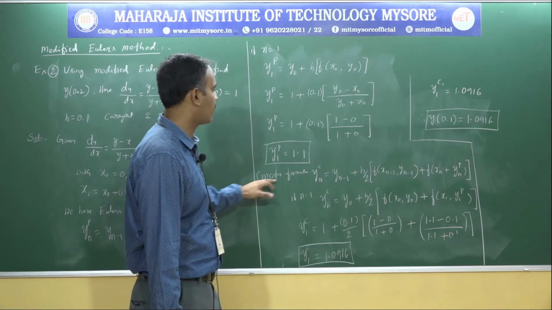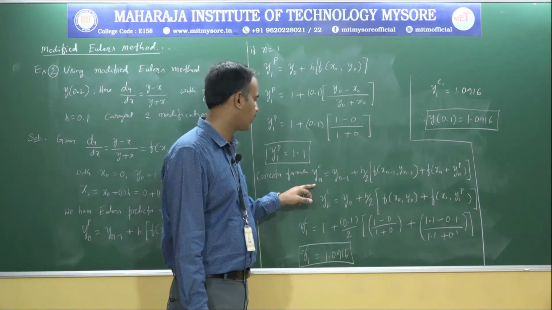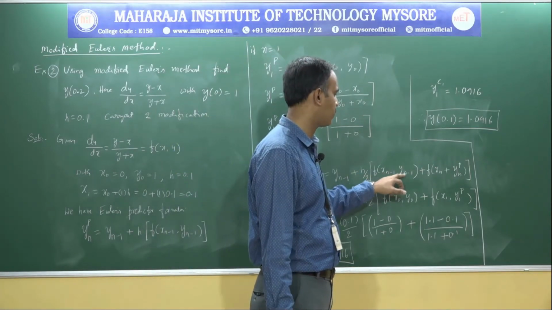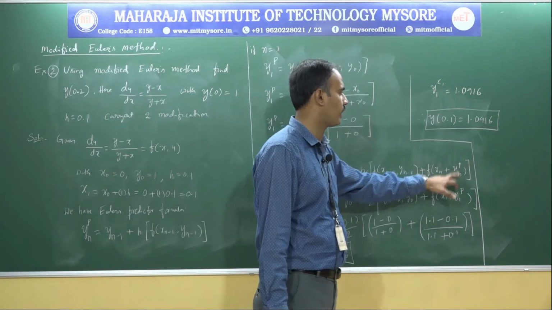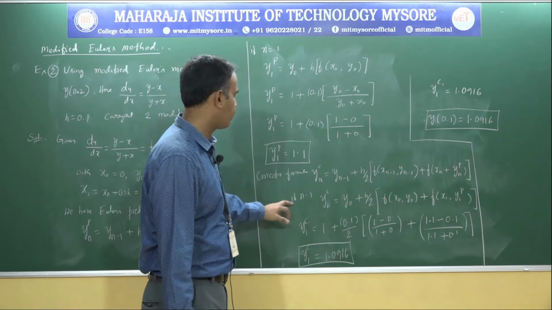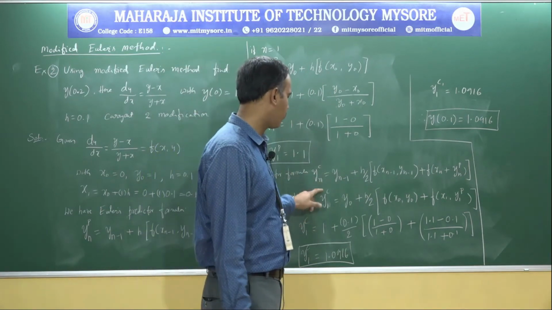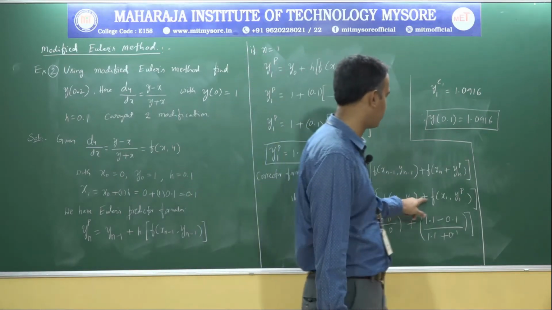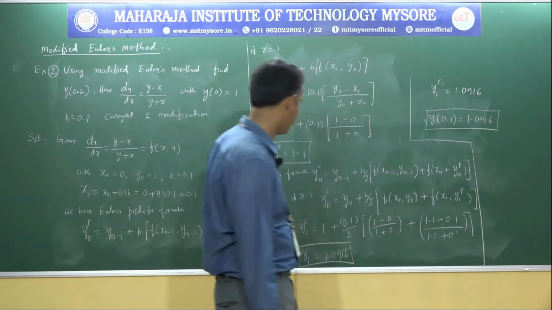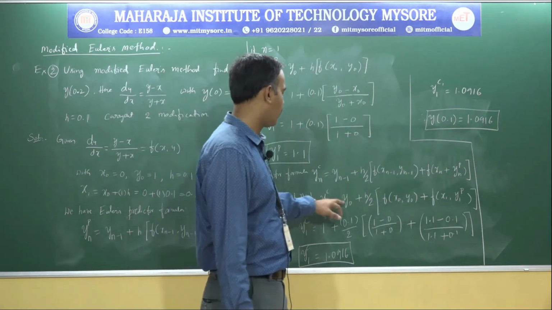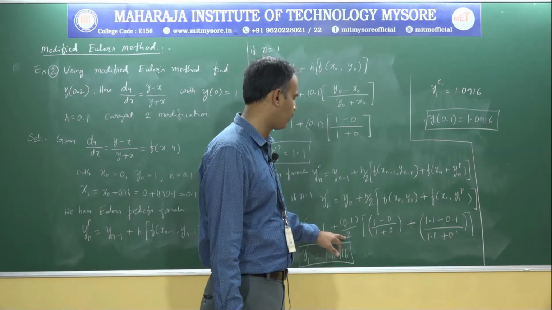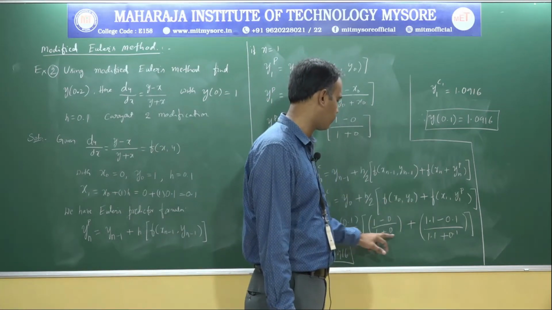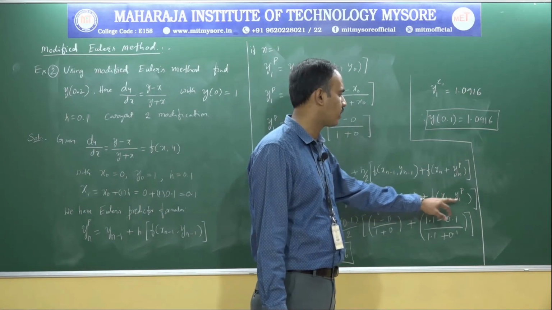Now the next one, the corrector formula, is given by ync equals yn minus 1 plus h by 2 f of xn minus 1 comma yn minus 1 plus f of xn comma ynp. If n equals 1, y1c is y0 plus h by 2 f of x0 comma y0 plus f of x1 comma y1p. So y1c is given by y0 value 1, h value 0.1 by 2, f of x0 comma y0, which means 1 minus 0 over 1 plus 0, plus f of x1 comma y1p.